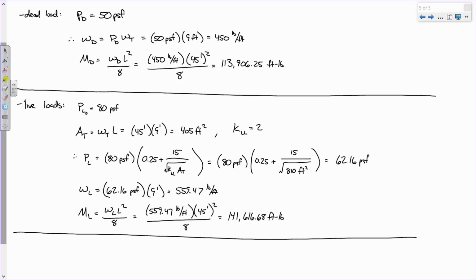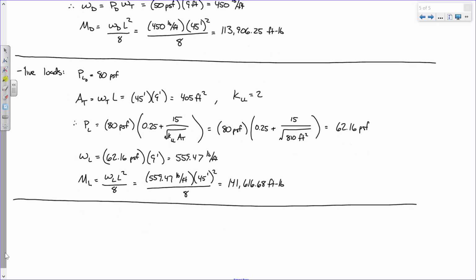And now we can factor. And what's our load combo? This you should remember, how many times we use it in concrete design. There we go. 1.2 times the dead plus 1.6 times the live. So factored loads. So our dead load moment is 113,906.25 foot-pounds, which I'm going to say 113.9 foot kips. And then our live load moment is likewise 141.6 foot kips.